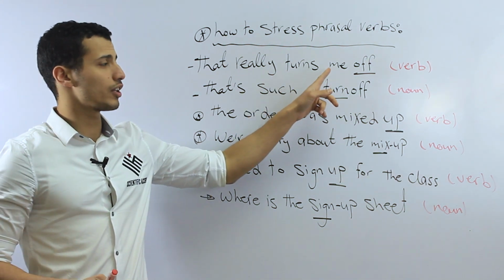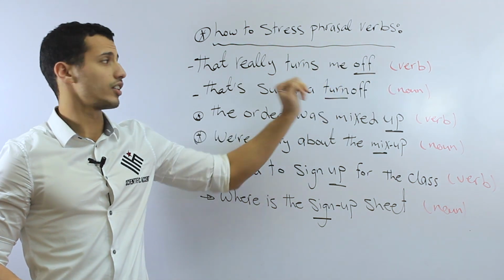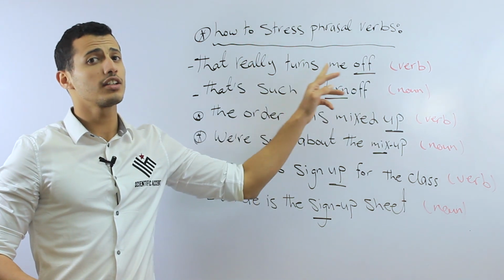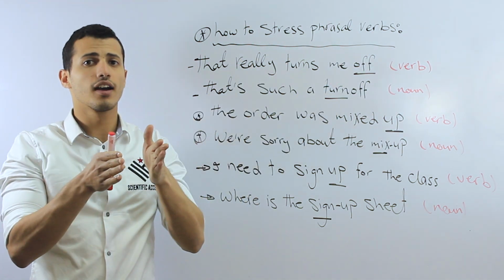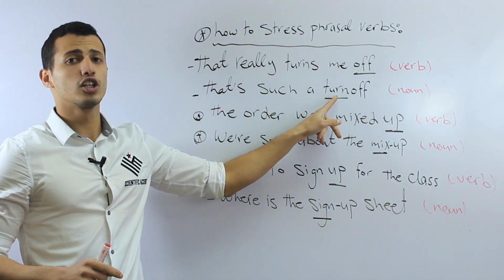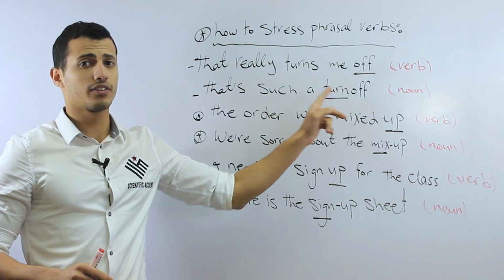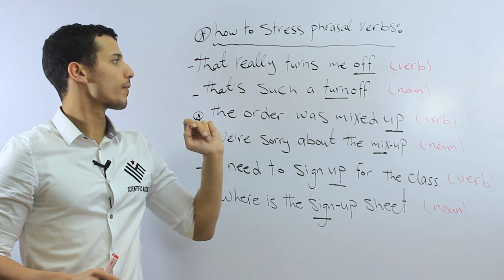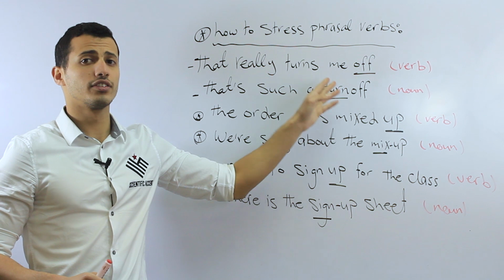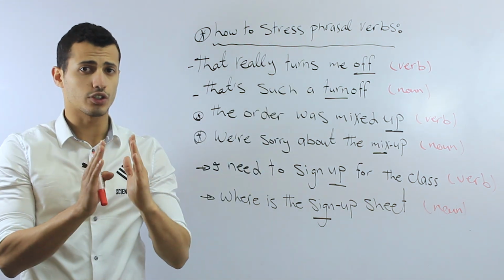Okay, so here I'm going to use the phrasal verb as a verb. So I'm going to stress off. I'm going to say, that really turns me off. So I'm going to stress off. But as a noun, I'm going to stress turn, the first word. So I'm going to say, that's such a turn off. So turn off, we stress the second word. Turn off, we stress the first word.